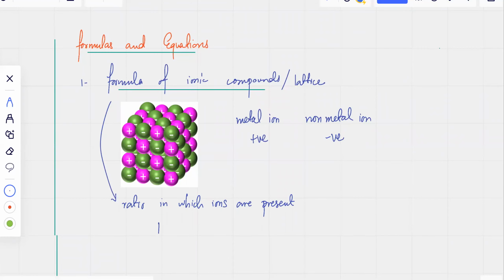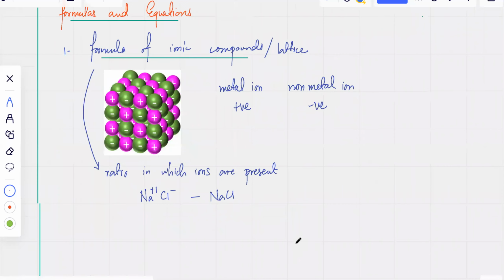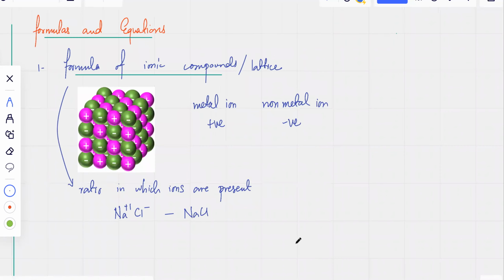So for example, if you have NaCl, the formula of NaCl is obviously NaCl. There's one Na and one Cl. What that means is, it doesn't mean that NaCl has only one Na and one Cl. It just tells you that if you have 1 million sodium ions, there would be 1 million Cl ions. If you have 2 million sodium ions, there would be 2 million Cl ions in the lattice. So it tells you the ratio. And different ionic compounds have different ratios. So we're going to do the formula of ionic compounds or ionic lattices initially.